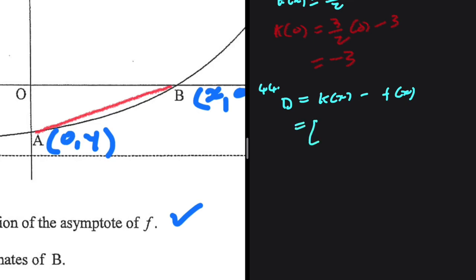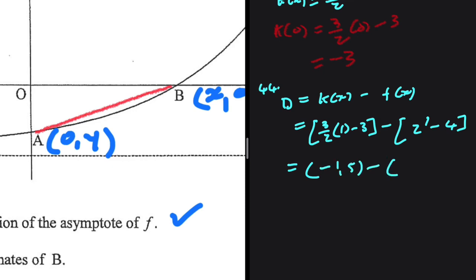So k of x, we're going to have 3 divided by 2, at x equals 1, minus 3, minus f of x, 2 to the power 1 minus 4. So 3 divided by 2 multiplied by 1, that is 3 divided by 2, which is 1.5. So we have 1.5 minus 3. That will be minus 1.5. So we have minus 1.5 minus 2 to the power 1. 2 to the power 1 is 2. 2 minus 4 is minus 2. So we have minus 1.5 plus 2, which will be plus 0.5 units. So that is the distance between k of x and f of x.